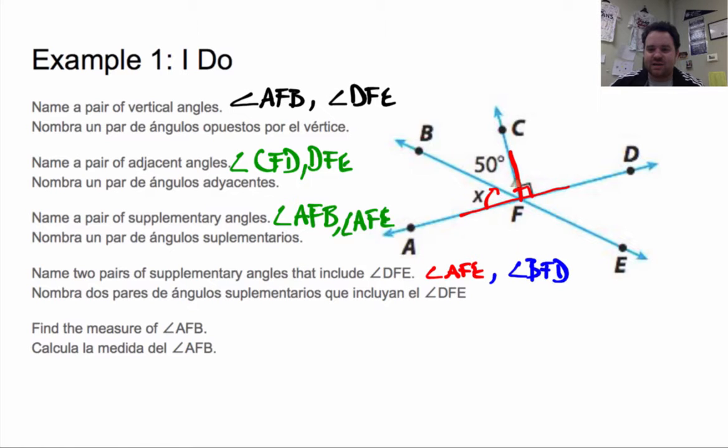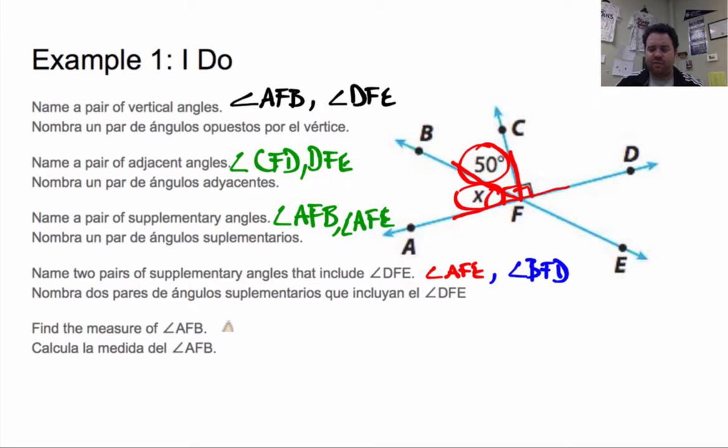So if that side of it's 90 degrees, then this side of it's 90 degrees. So that means that this angle x, which is made by AFB, and this angle 50, those two add up to what? That's right, they're complementary. They add up to 90 degrees.